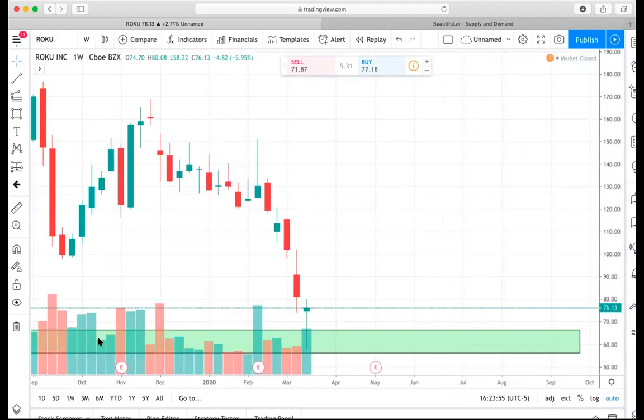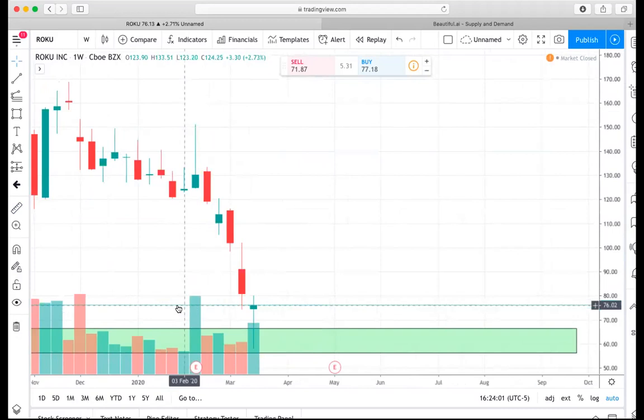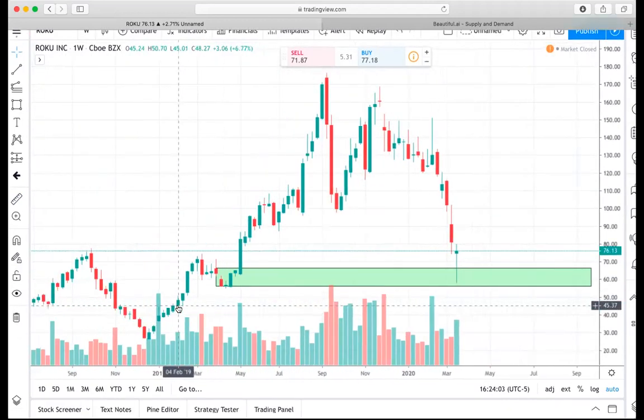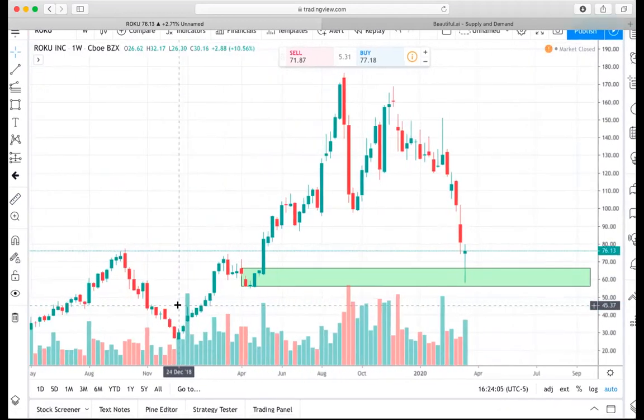One of the guys in the group a couple weeks ago asked me about PANW. It's Palo Alto Networks. And I don't know anything about the company. I don't follow the company. I don't look at the company. But with supply and demand, it doesn't matter. You don't have to listen to news. You don't look at balance sheets. You're not looking at any of that stuff. You're looking for imbalances.